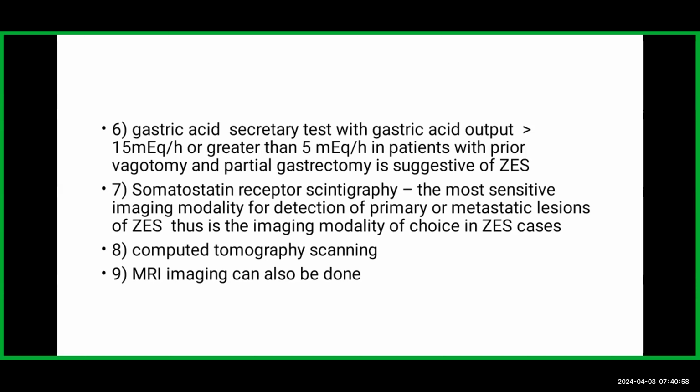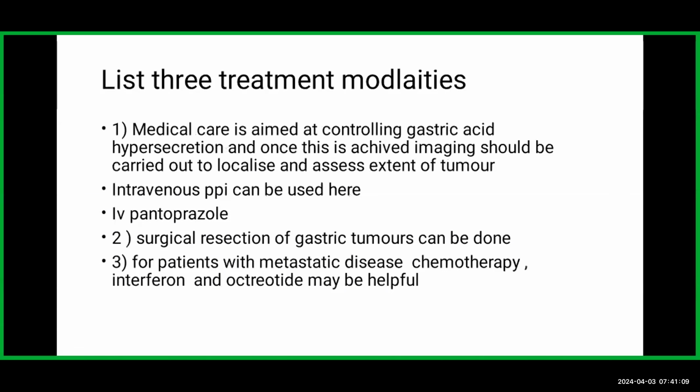Thus it is the imaging modality of choice in Zollinger-Ellison syndrome cases. Then CT scan can also be done. MRI imaging can also be done. List 3 treatment modalities. The first one is medical care, which is aimed at controlling gastric acid hypersecretion. And once this is achieved, imaging should be carried out to localize and assess the extent of tumor. Intravenous PPI can be used, like omeprazole, IV pantoprazole.